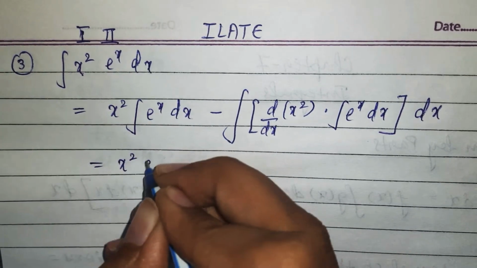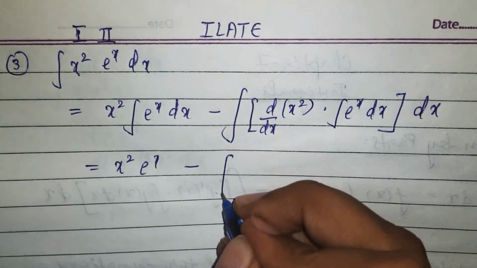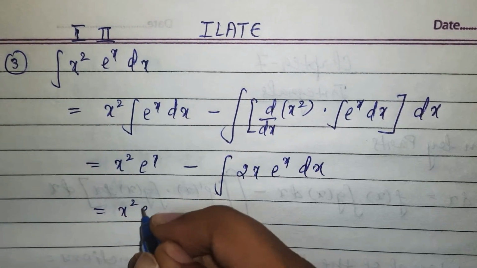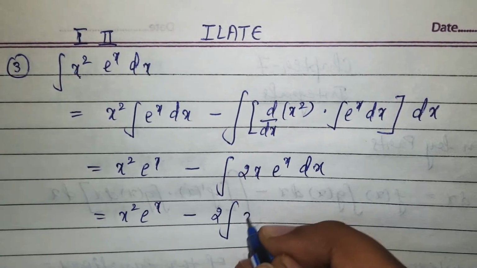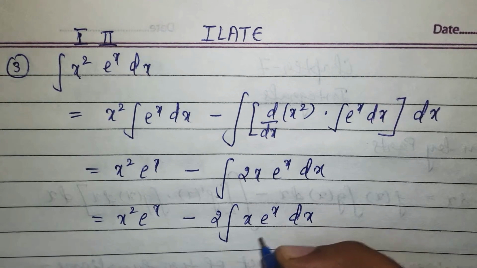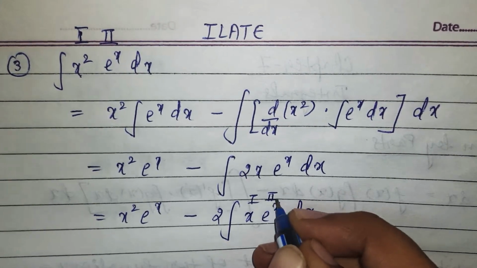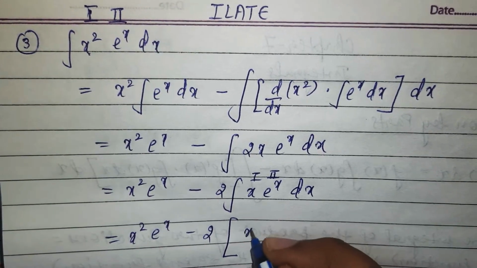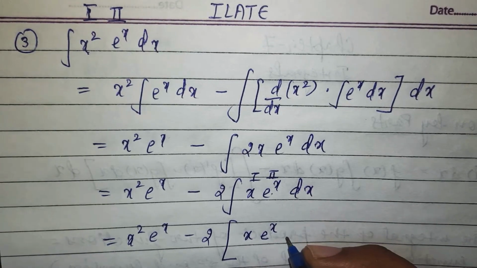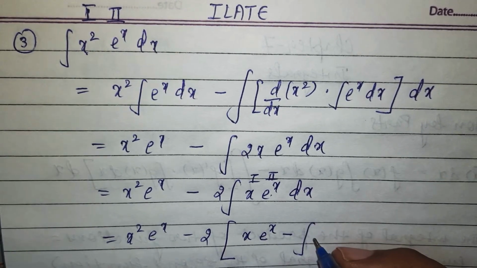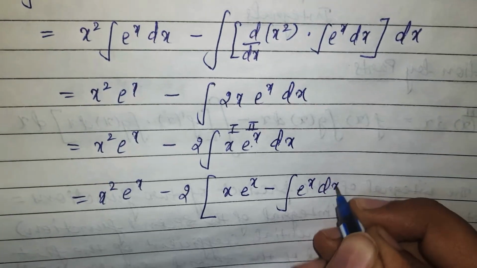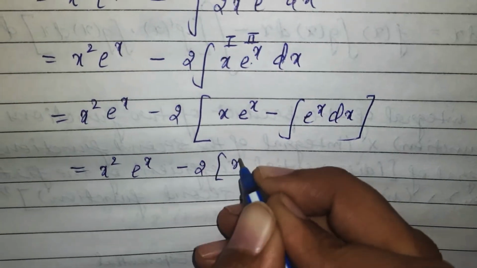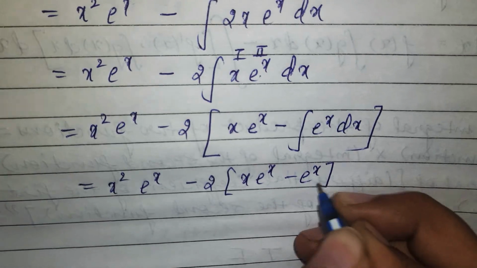So answer is x square e^x minus integral of 2x e raised to the power x dx. So in x square e^x, we can apply by parts more than once. Again I need to apply by parts. This is your first function, this is your second function. Again apply the same rule. This will remain the same, minus 2. First function same, integration of second function. I am writing directly: minus differentiation of x is 1, integration of second function e^x. Now final answer is x square e^x minus 2x e^x minus e^x, plus c.